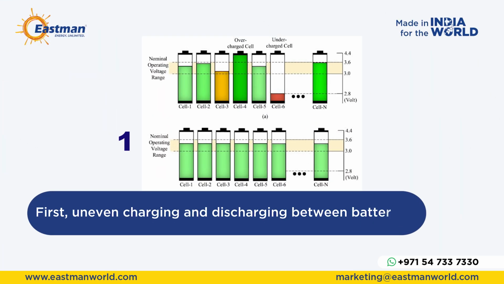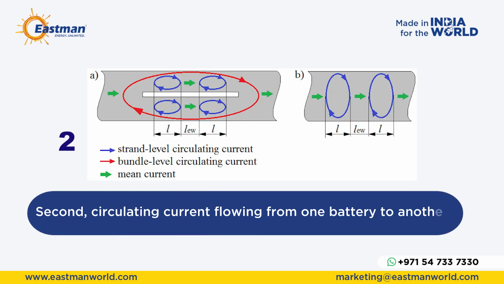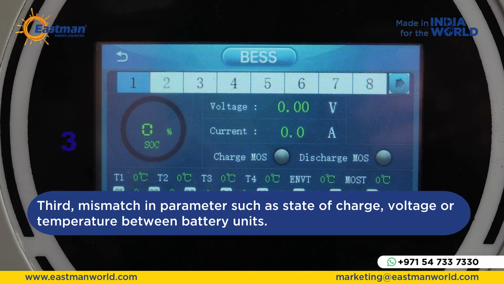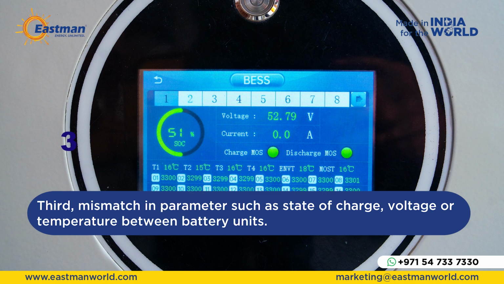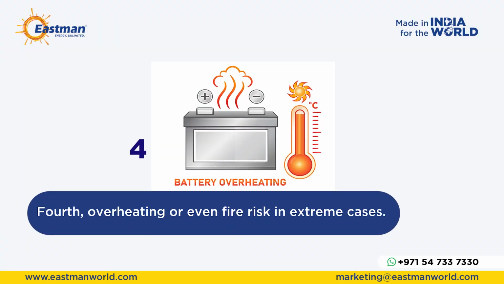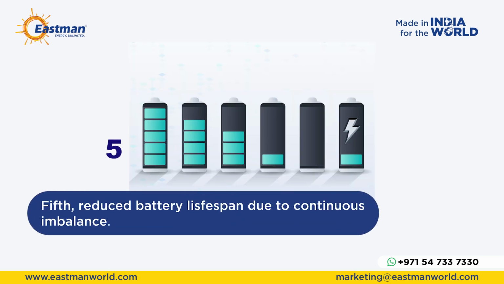First, uneven charging and discharging between batteries. Second, circulating current flowing from one battery to another. Third, mismatch in parameters such as state of charge, voltage or temperature between battery units. Fourth, overheating or even fire risk in extreme cases. Fifth, reduced battery lifespan due to continuous imbalance.